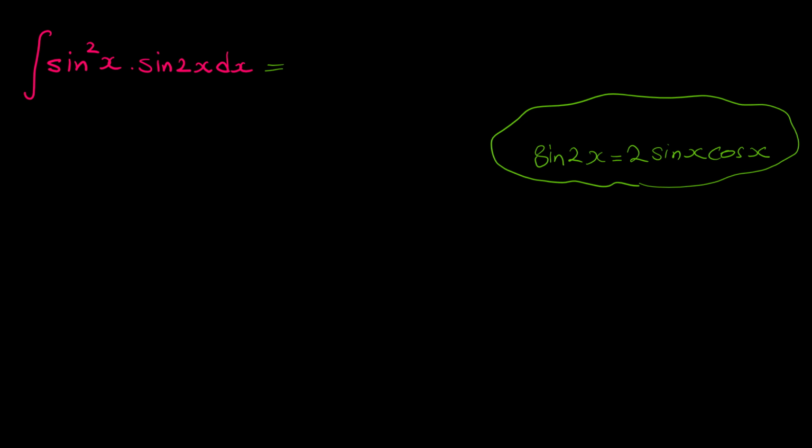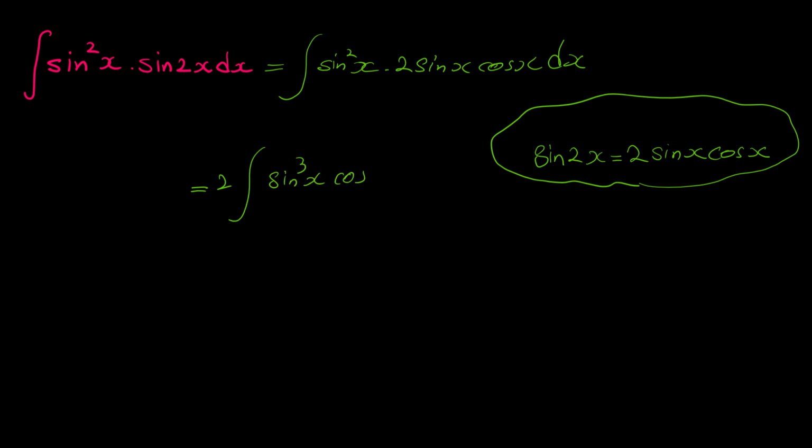So this equals the integral of sine to the 2. We leave sine to the 2 here. And sine 2x is 2 sine x cosine x dx. Now we can put the 2 outside. Then we have sine to the 3 times cosine x dx. Now immediately we notice we have sine, we have cosine with odd degrees, and this is good news.